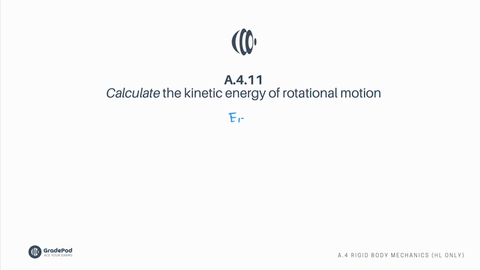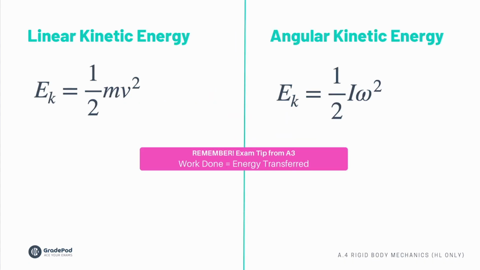Ek equals a half mv² for linear motion. Let's guess what the equation is for angular motion. Ek equals a half. Well, the mass equivalent is I. The velocity equivalent is omega. Ek equals half I omega squared. Let's check the next slide to find out. Yay! Okay, it's so easy.